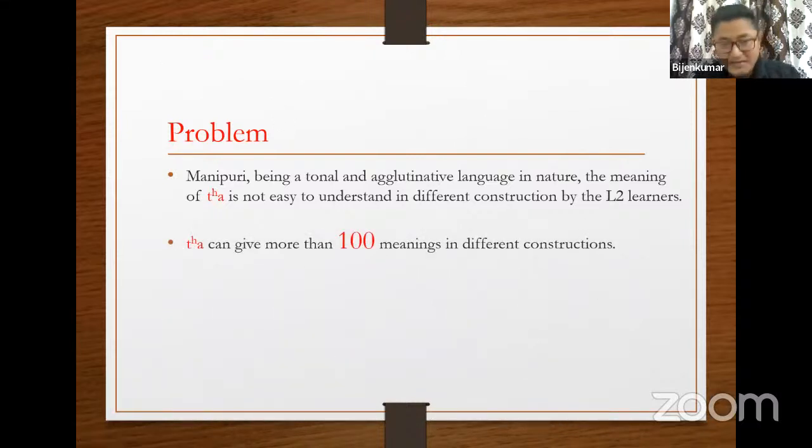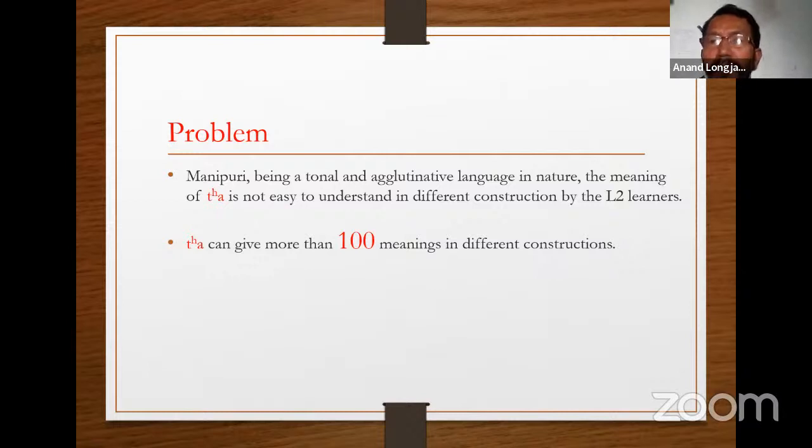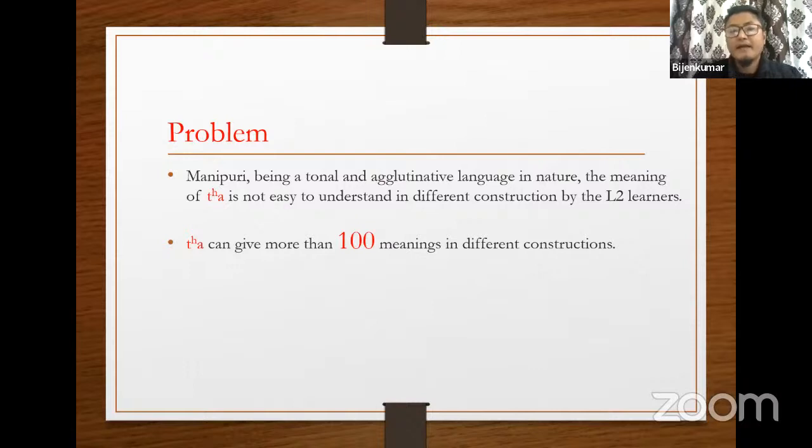And surprisingly, tha can give more than 100 meanings in different constructions in Meiteilon or Manipuri. This 100-plus meaning that we are claiming here may not be limited to that particular number. If we keep doing more research, it may come up with more than what we are claiming as of now. This paper is in the preliminary stage, so there is more scope to improve and come up with different aspects of tha.